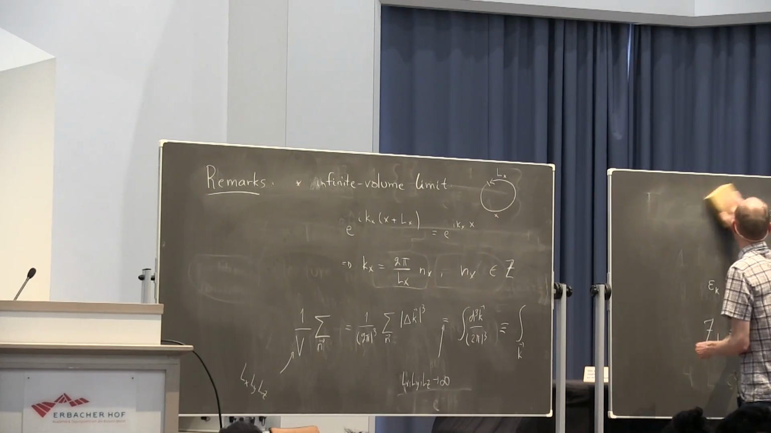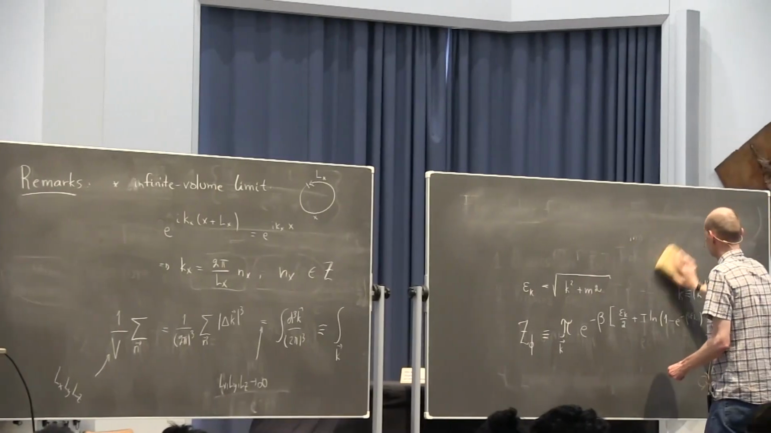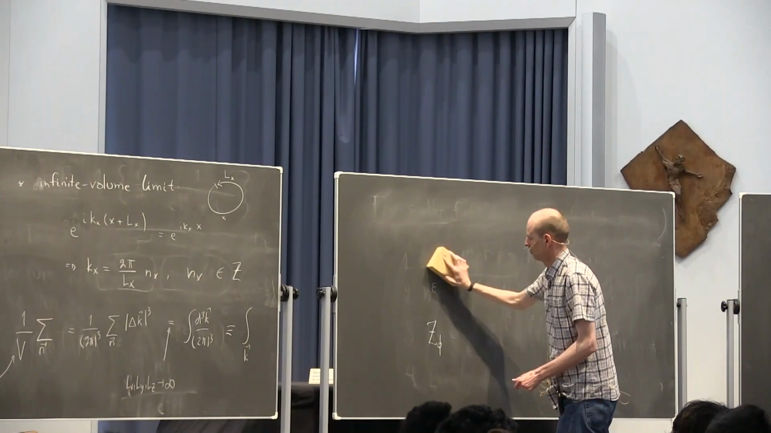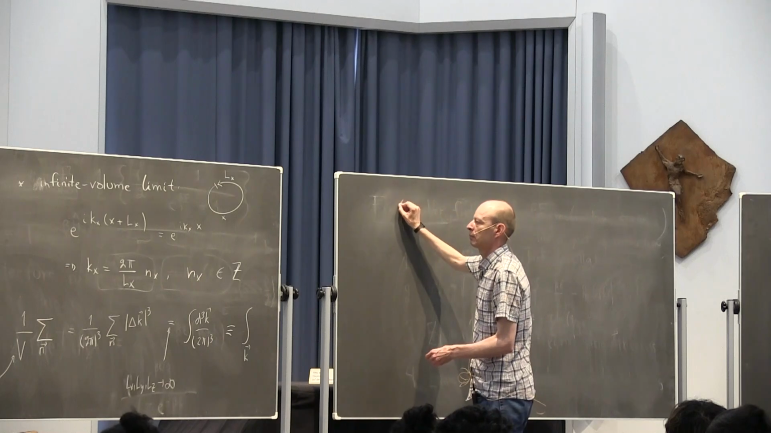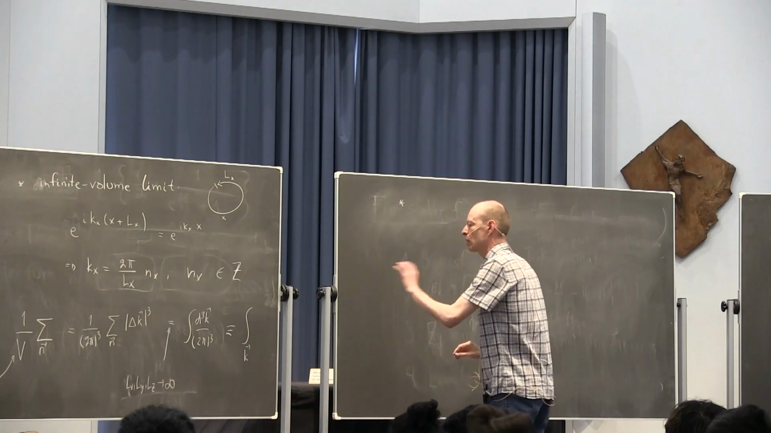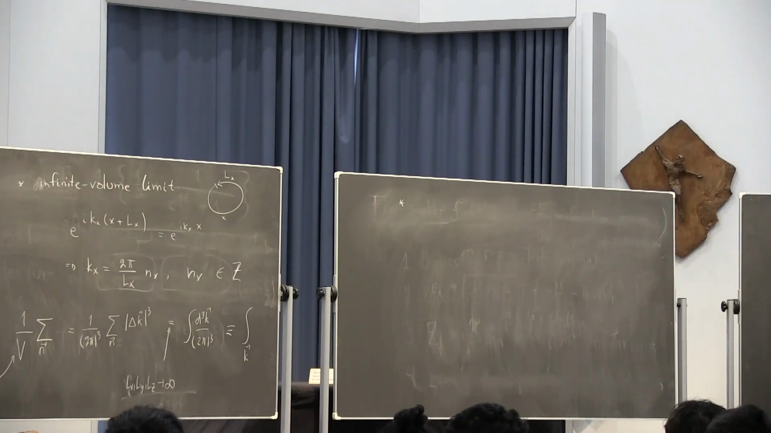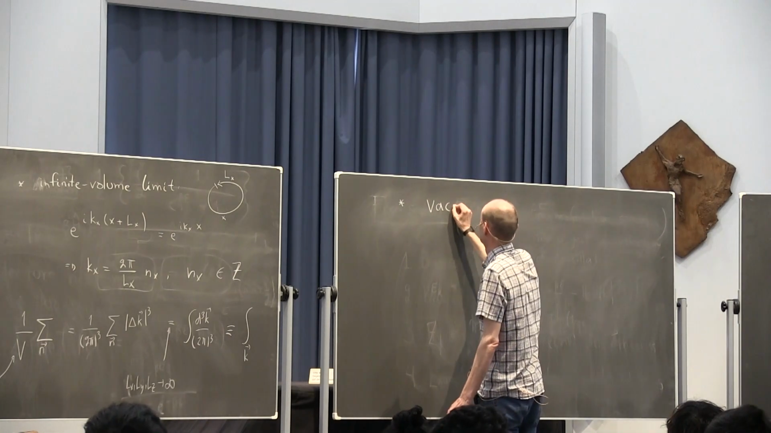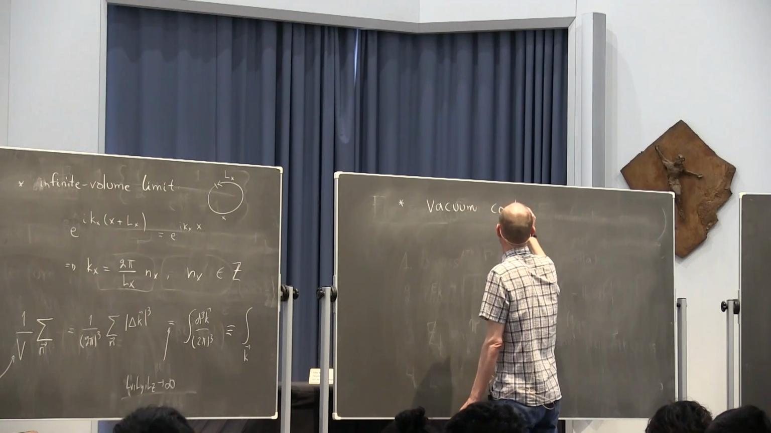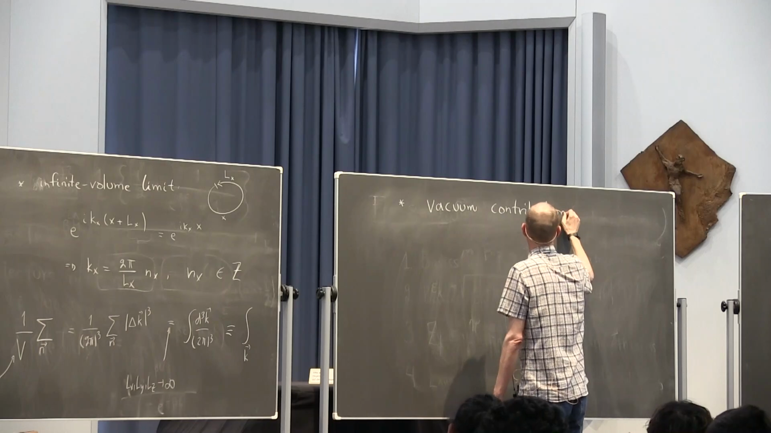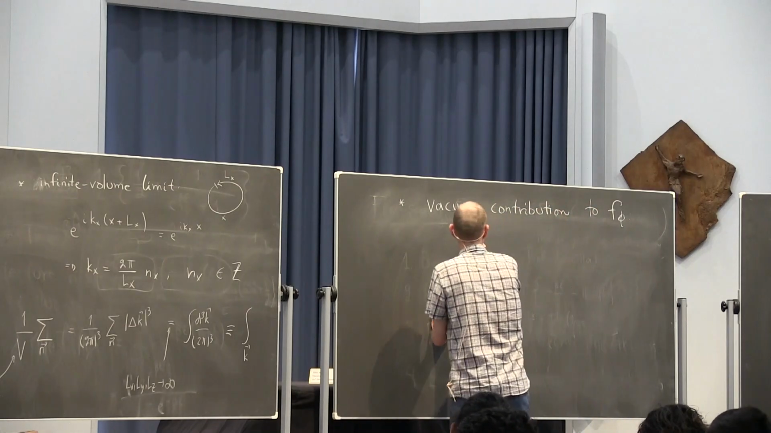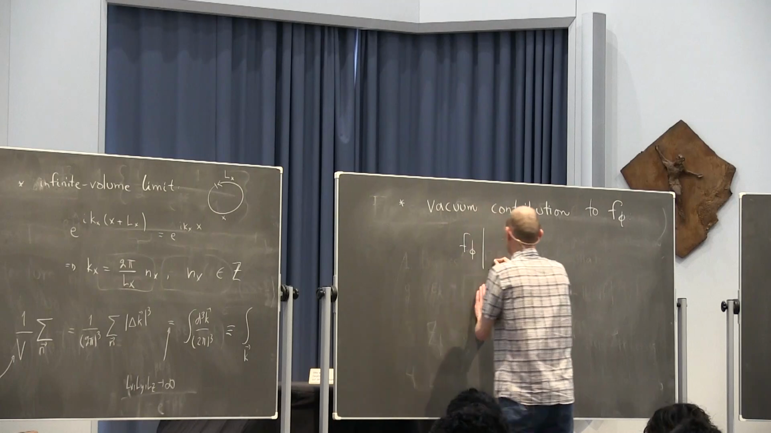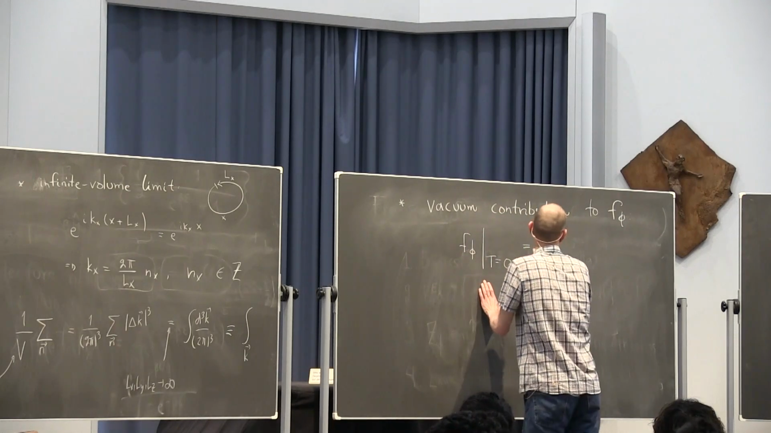Okay, so now we look at, so to say, some physics. So now we know how to take the infinite volume limit. Let's now look at this expression. And first we can ask about the vacuum contribution. So that would be F phi at 0 temperature, what is it?